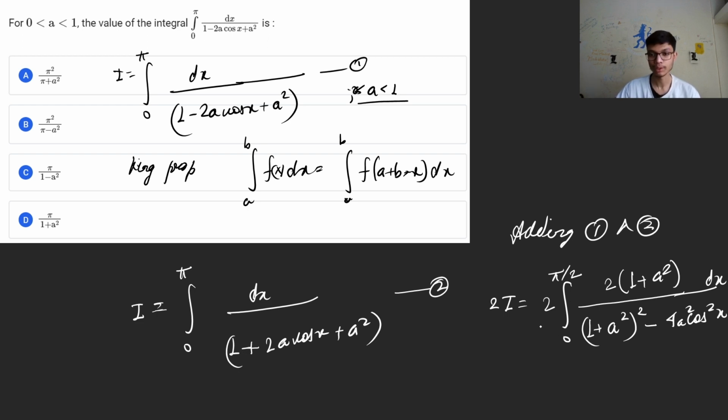Now this I can do only for the case of an even function, that is, if f of x is equal to f of a minus x for the integral limit 0 to a. So for that I can apply this particular property, and then from here the 2 and 2 got cancelled, and this is going to be equal to 0 to pi by 2, and the result is going to simplify as 1 plus a square.